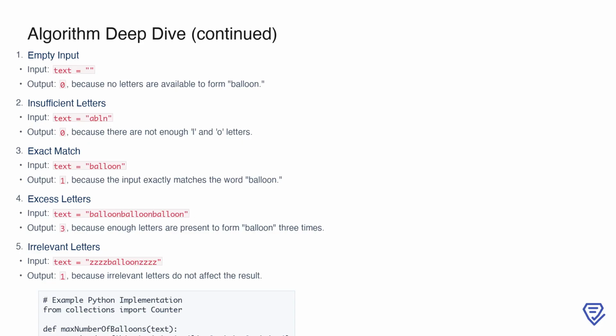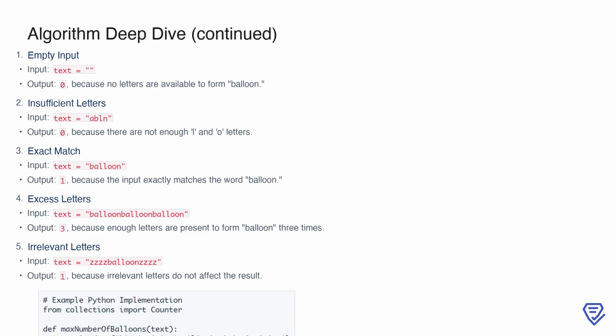When applying this algorithm, we consider several edge cases to ensure correctness. If the input string is empty, as in text equals empty string, the output is 0 since no letters are available. If there aren't enough of certain letters, like text equals ablen, the output is also 0 because the required counts for L and O aren't met.